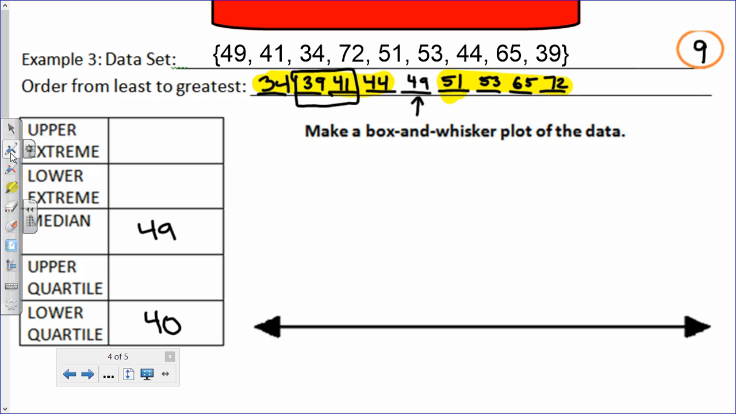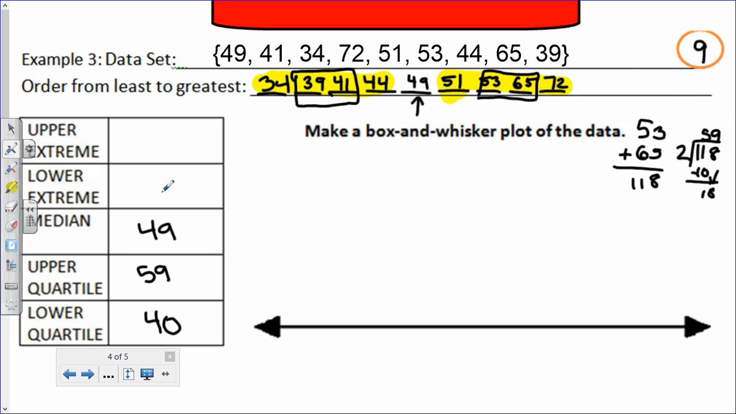And now down here, we have 53 and 65. That's not as pretty as the lower quartile. So the upper quartile is going to require that I do some work, which is fine. 53, 65. When I add them up, I get 118. And then just cut 118 in half. I get 59. And that goes right there. So far, so good. Now, lower extreme, upper extreme.